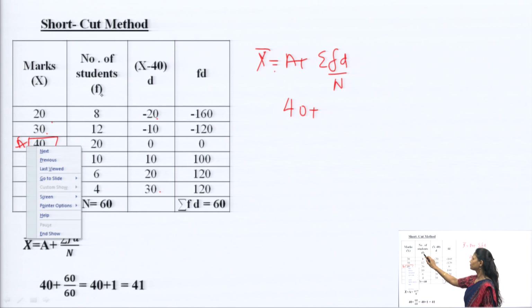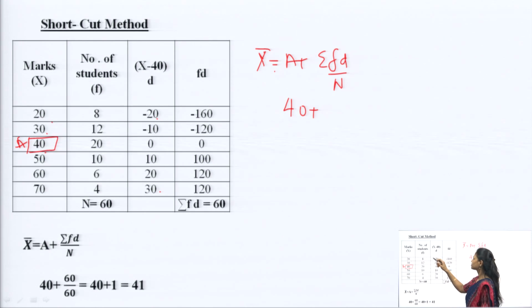Now, the formula asks you for f into d. What next are you supposed to do? You have f, you have d with you, so you just multiply. 8 into minus 20 gives you minus 160, 12 into minus 10 gives you minus 120, 20 into 0, anything multiplied by 0 gives you 0, 10 into 10 gives you 100, 6 into 20 gives you 120, 4 into 30 gives you 120. When I add all these, I will get summation of f d, that is equal to 60, because it is needed in the formula.